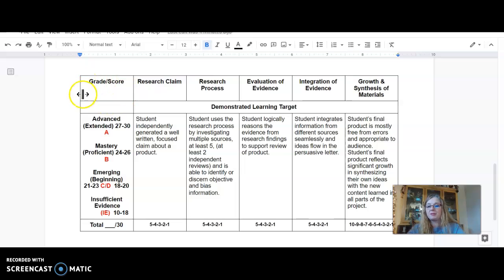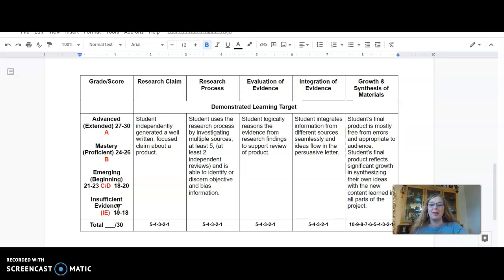At the very top, you're going to see a grade and a score category, and it's broken down: advanced, mastery, emerging, beginning, insufficient evidence. This project is worth 30 points, and then you can see a breakdown. Here for emerging and beginning, between a C and a D, you're going to see the different point variances. And for insufficient evidence, it really depends on what you are showing that you do have. The goal of this is for you to meet those learning targets. So this rubric is going to show you that.